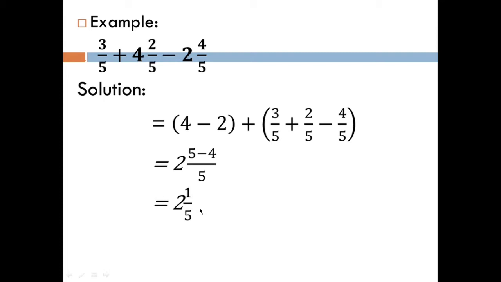So, pag mixed number, convert it to improper fractions. So, improper fraction is 11 over 5. So, paano po siya nakuha? 11 over 5. So, first, 2 times 5, we have 10. Plus 1, we have 11. Then, copy the denominator, which is 5. So, our final answer will be 11 over 5.